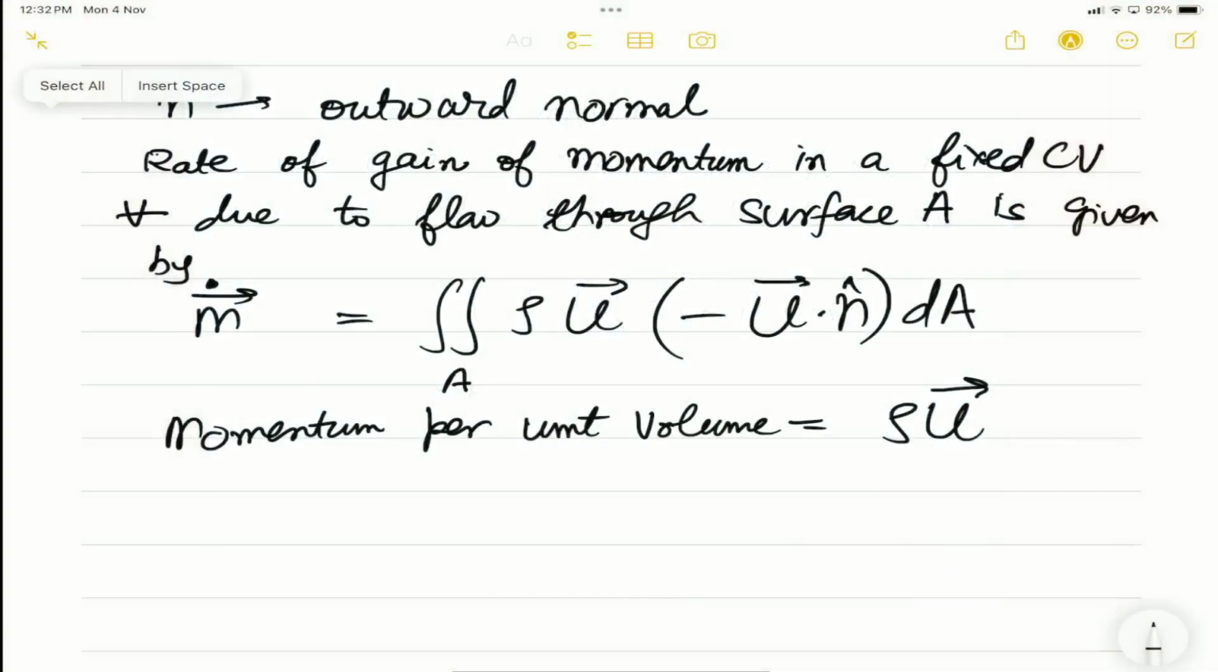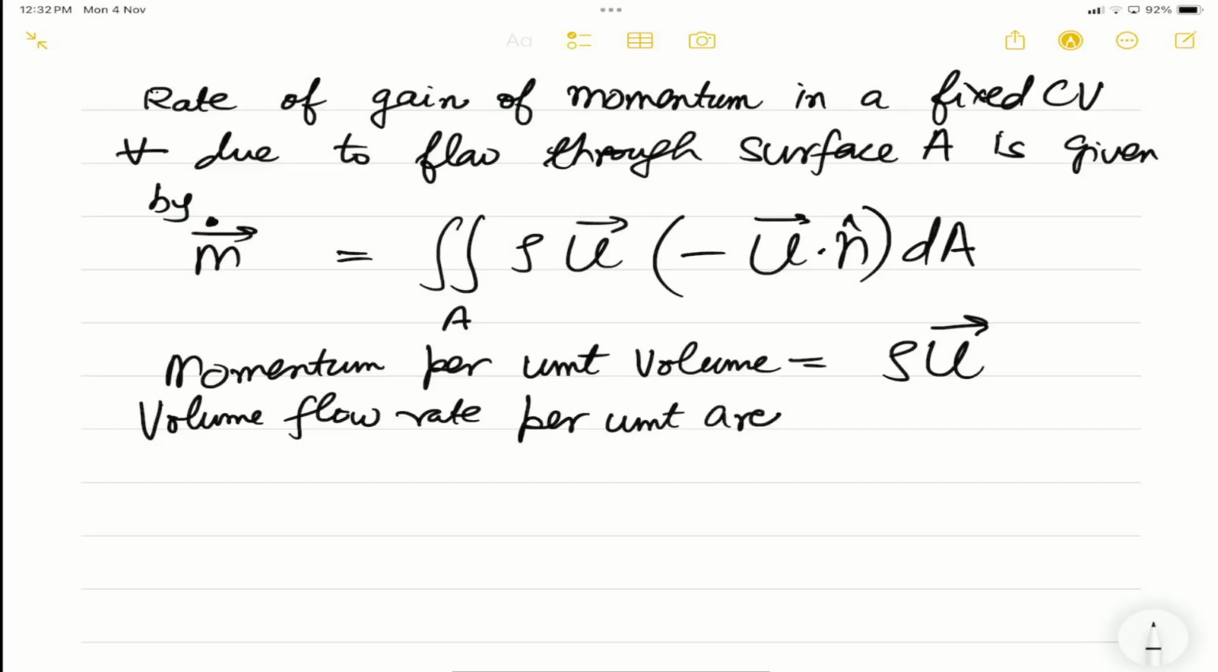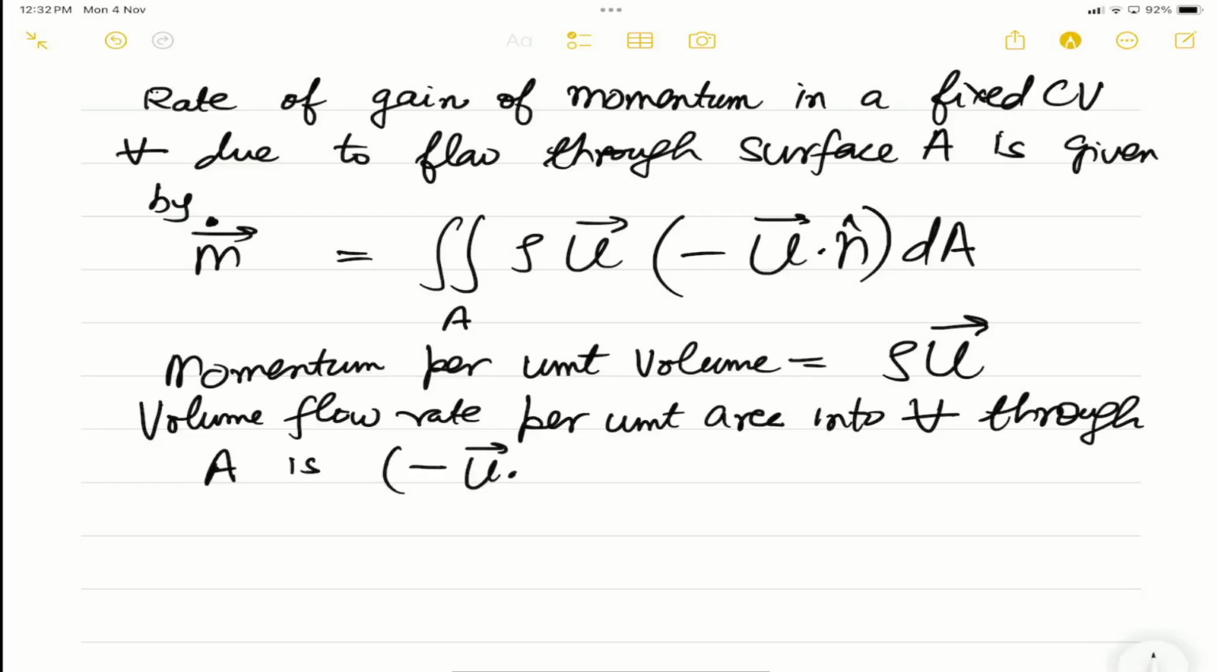Okay. So that's what I'm trying to express: momentum per unit volume is rho u, and the volume flow rate per unit area, so we will not multiply by dA, through area A is minus u dotted with n.